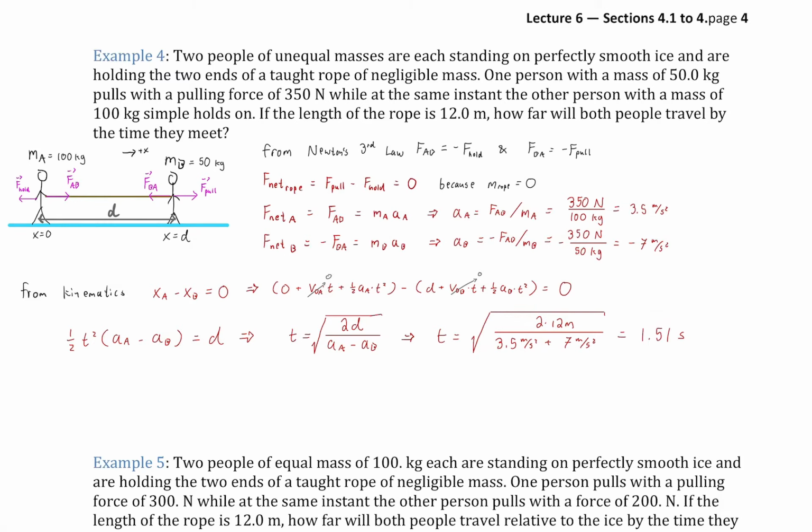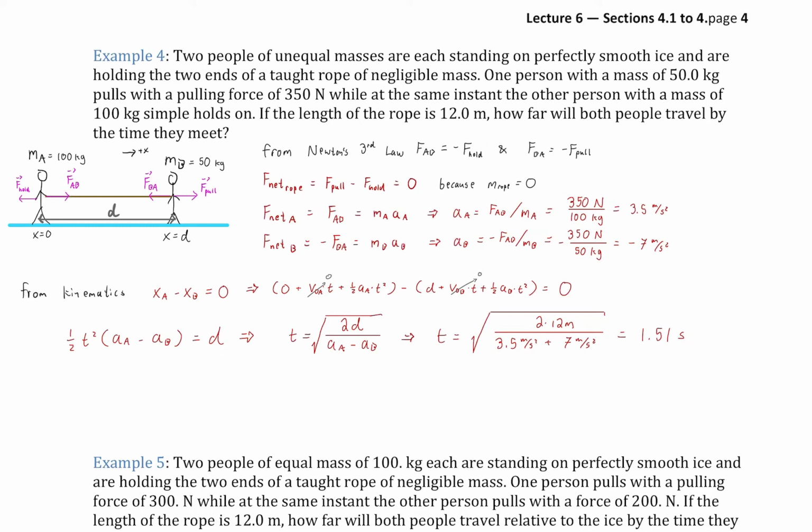And that's so interesting, right? That by just making one of them less massive, the time for them to meet has reduced. Just a little bit. It went from 1.55 seconds to 1.51 seconds. That's not a rounding error. It actually takes less time for them to meet. But of course it does, because the whole system is less massive.